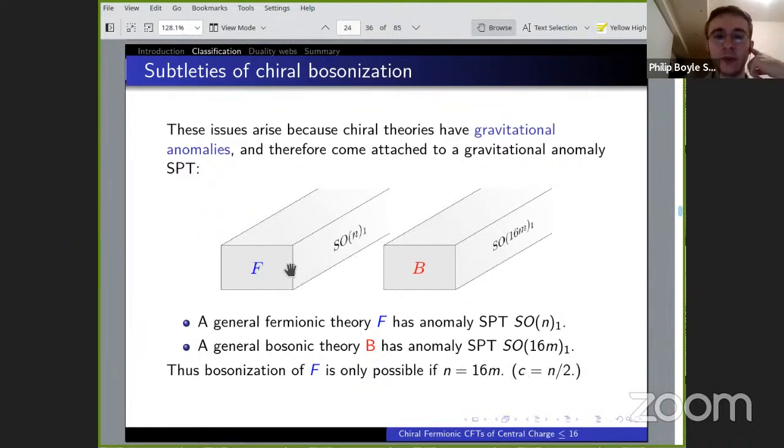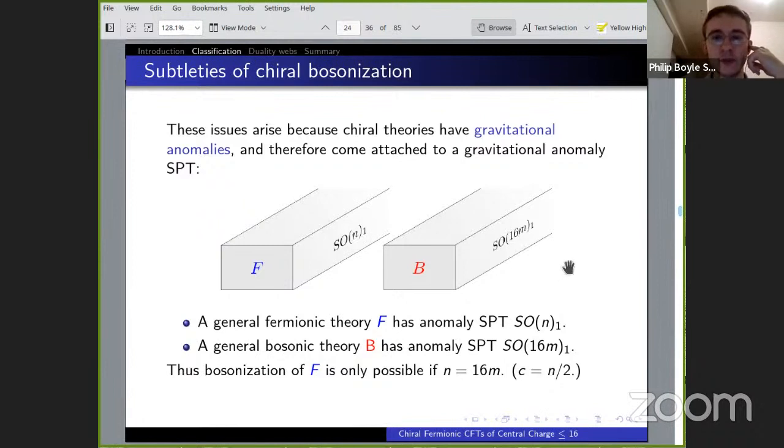So the reason for that is very simple. If you took a theory F where N was not a multiple of 16 and you bosonized it, while bosonization is purely a boundary operation, it cannot change the bulk, which means the anomaly cannot be changed. So if you could do it, we'd have a bosonic theory whose anomaly SPT was not the anomaly SPT of a bosonic theory. And this is a clear contradiction. So if we're not going to run into problems, N must be of this form.